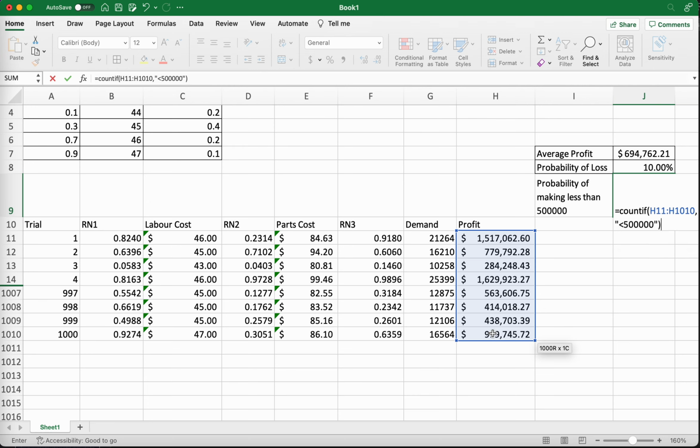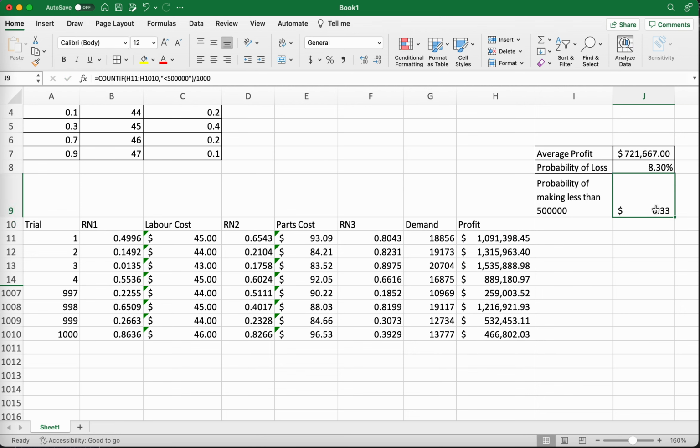Again, I did the same thing. Instead of saying less than 0, which counts the probability of getting a loss, we're trying to find out the probability of making less than 500,000. Because maybe sometimes making less than 500,000 might not be worth it based upon the amount of time that you invest in it. That's the probability there. You can also calculate the probability of, say, making more than $1 million. So you would just say greater than 1 million or something like that. And all of this divided by 1,000 because we're doing 1,000 simulations.